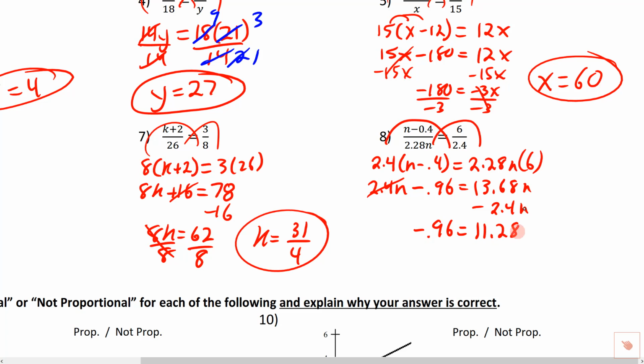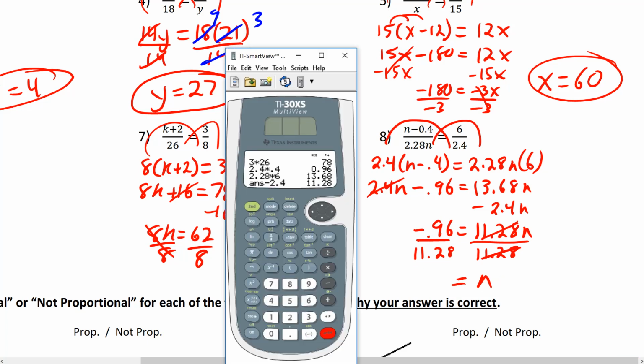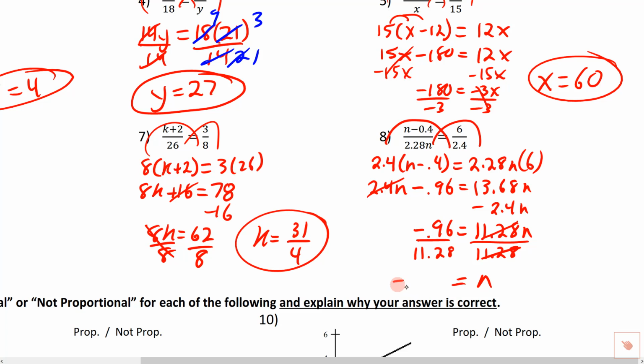So 11.28. Notice that it is positive because the bigger one is positive, and then we're going to divide both sides by 11.28, and there's no way I'd want to do this one by hand. So let's go ahead and get rid of that. We've got an n over here, and then we grab the calculator on this one. So I'm going to go ahead and do negative 0.96, and we're going to divide that by 11.28. So it looks like we've got everything typed in there the right way. So here's what we've got, negative 0.085. So negative 0.085. Well, we're going to write that.